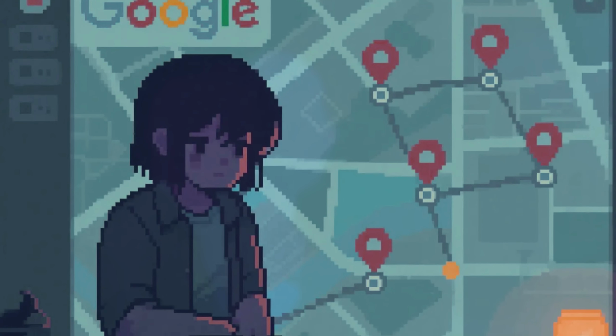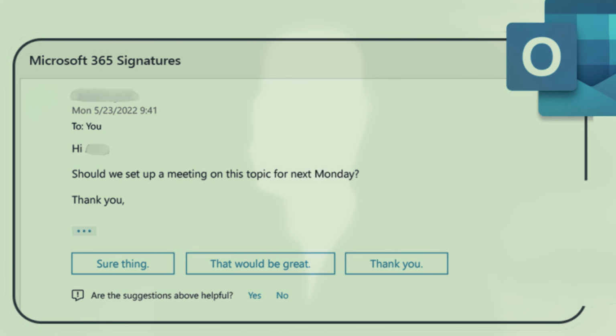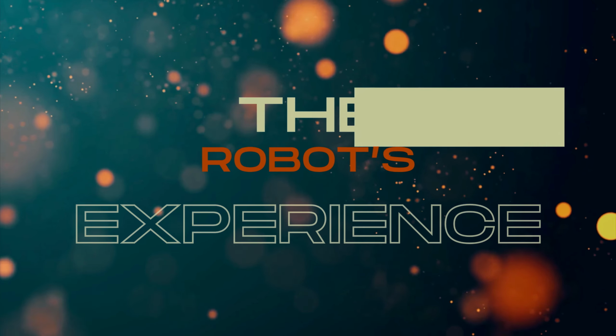So it's like a Google Maps for language. Every word has coordinates based on meaning. And that's how Gmail's smart reply and Outlook's auto suggest know to suggest thanks for the update instead of see you soon. It's not guessing, it's understanding. Now the robot can see, hear, and understand. But how does it think?